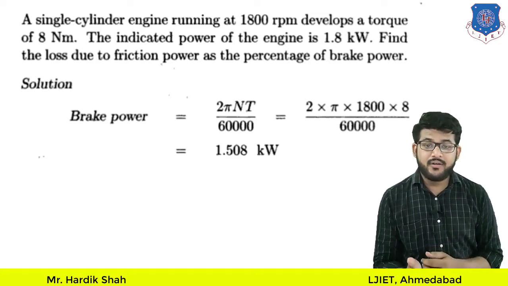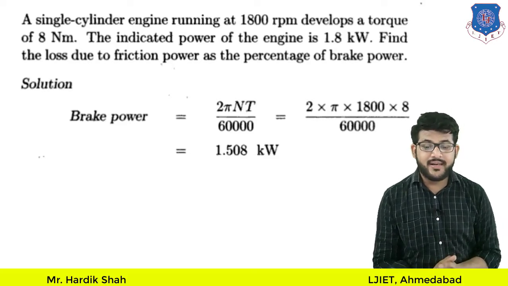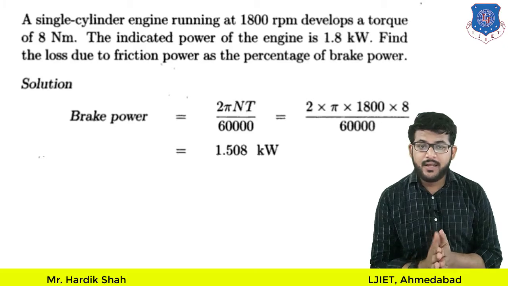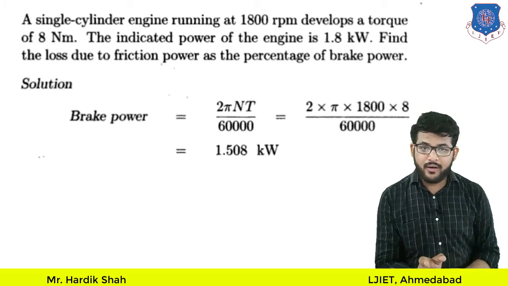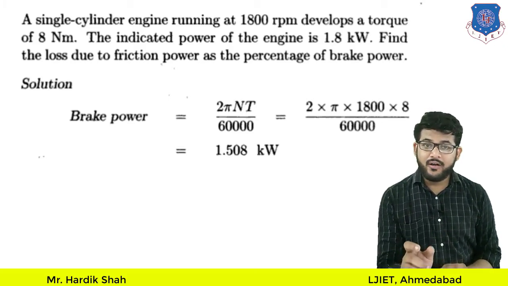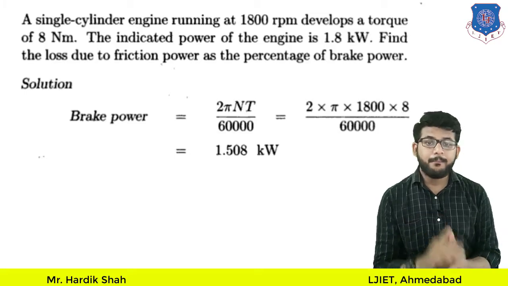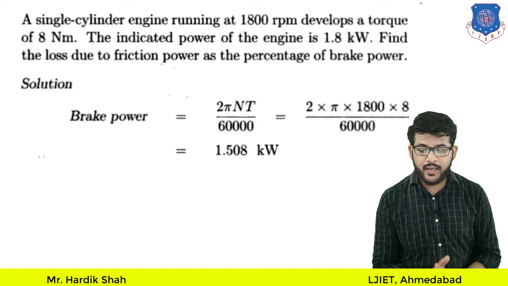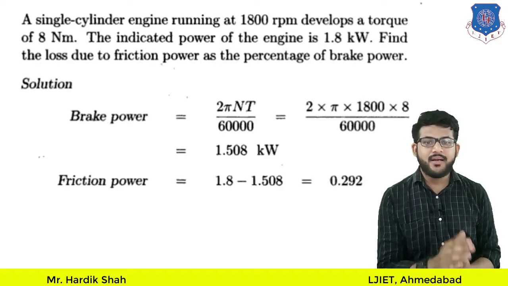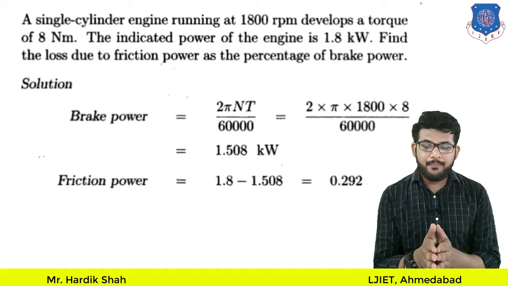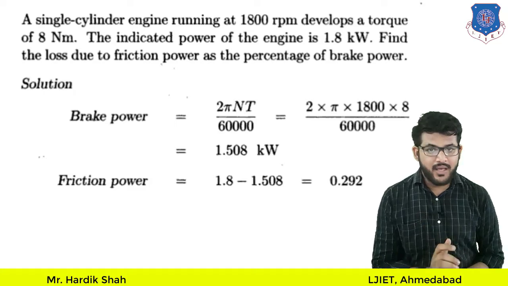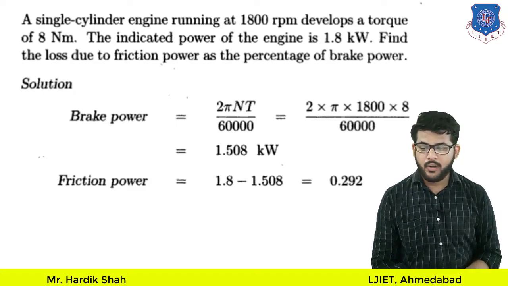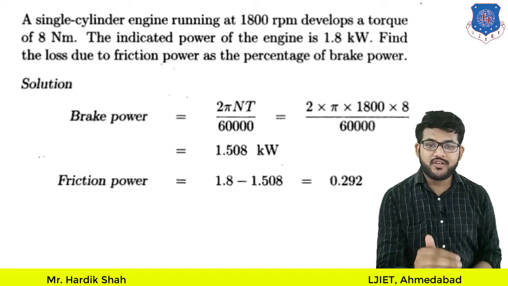Now we are also given the indicated power, that is 1.8 kilowatt. There is a simple meaning of that. We have been given the indicated power, we have found brake power, so the total frictional power will be the difference of both of them. So FP will be IP minus BP. IP is 1.8, BP we have found 1.508, so it will be 0.292. So it is our frictional power.